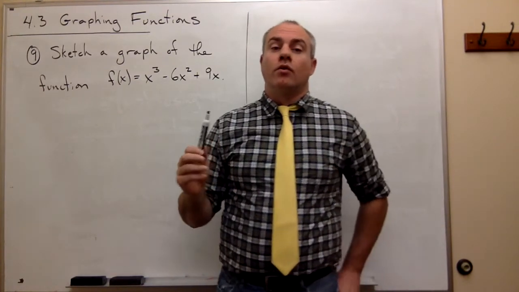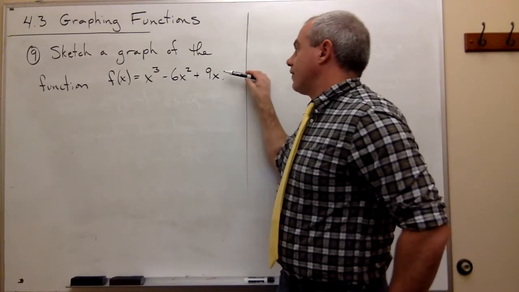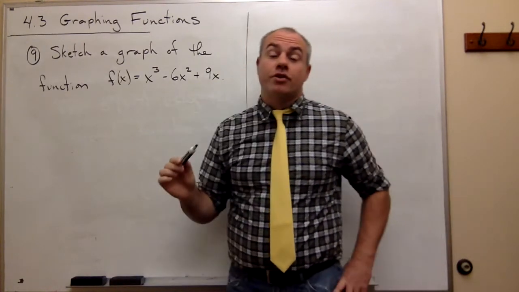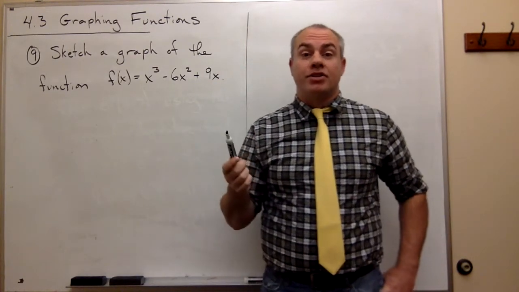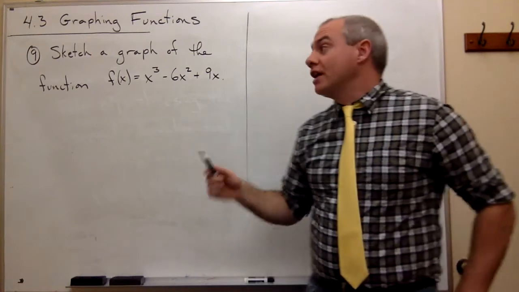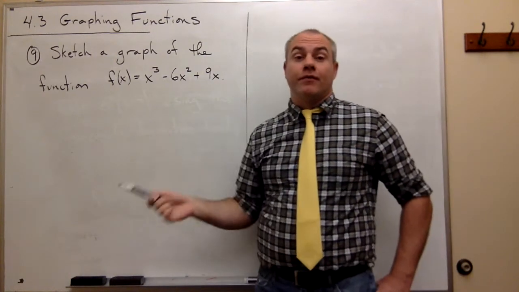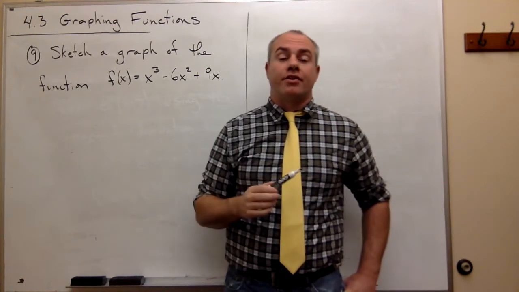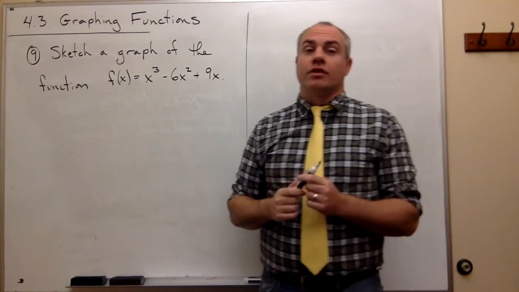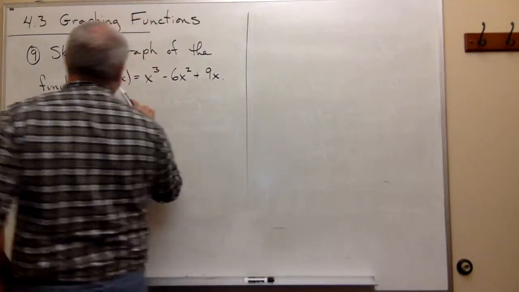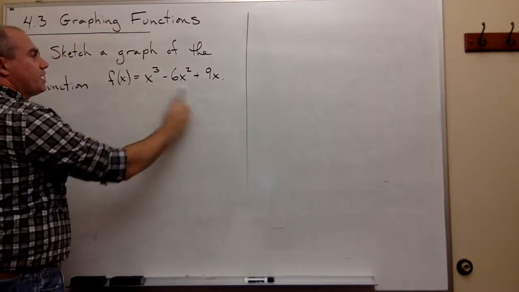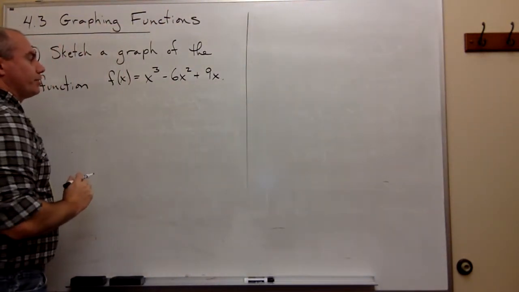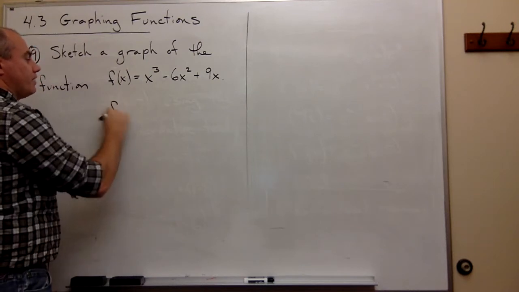So what we need to do is look at this function, take its first derivative, get all the information that we can from the first derivative, take a second derivative, get all the information we can from the second derivative, and then use all that information together to sketch the curve. So let's do it. First thing I want to do is just take the first derivative of this function, and that's easy enough to do.